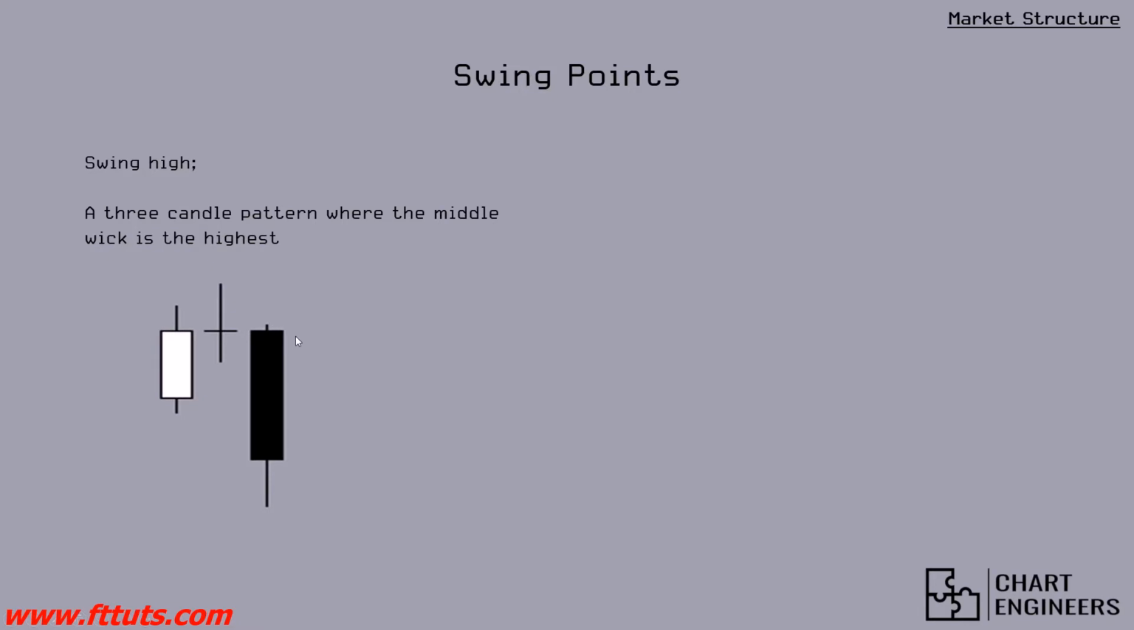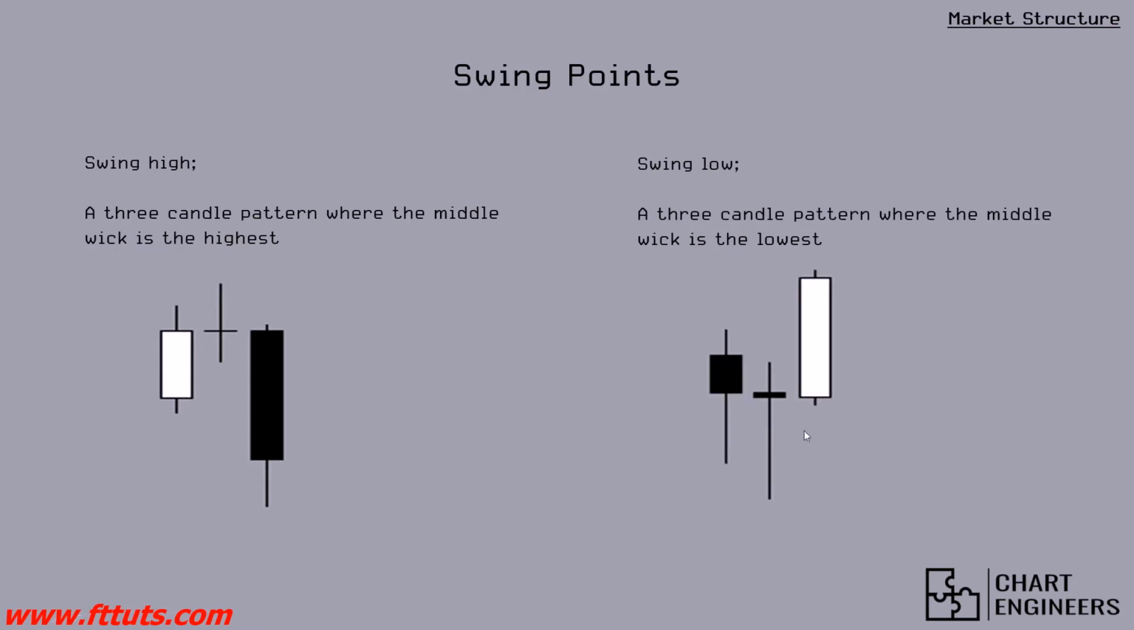Next we have a swing low, which is just the exact opposite of a swing high. It's again a 3-candle pattern where the middle wick is the lowest. If we look, candle 1, candle 2, candle 3. Wick 1 is higher than wick 2, and wick 3 is higher than wick 2. So again, it creates this point in the market.